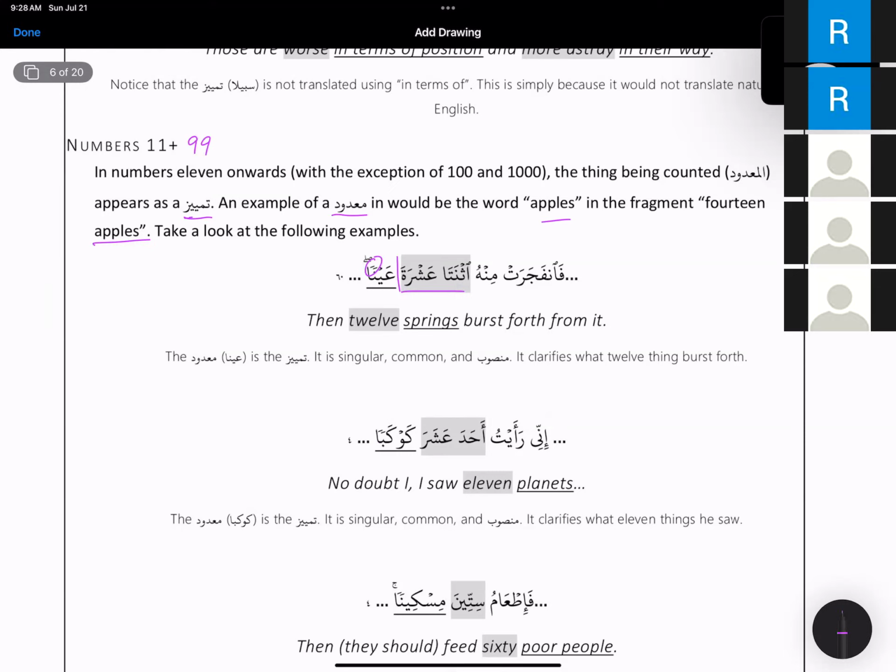I need to check, because we didn't do the numbers yet. After a few numbers, there are different set patterns. For example, numbers 1 and 2 come as a sifa mawsuf fragment. Then from 3 to 9, they come as an idafa fragment. There are different rules for each set of numbers. Then 11 to 19, after these numbers we need a tamyiz.